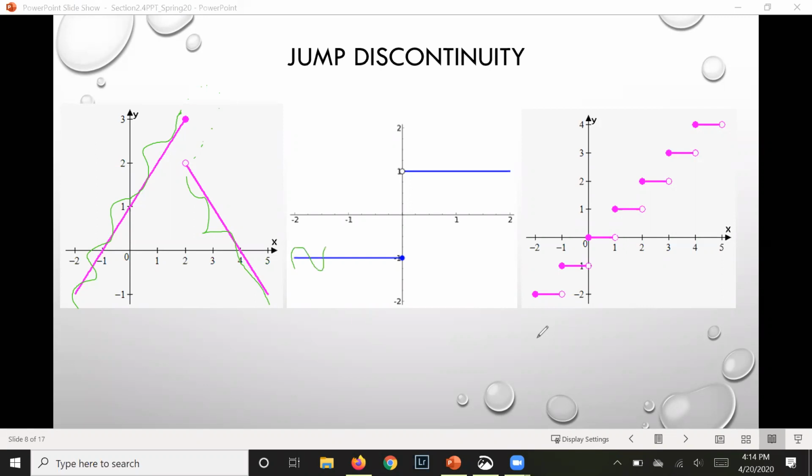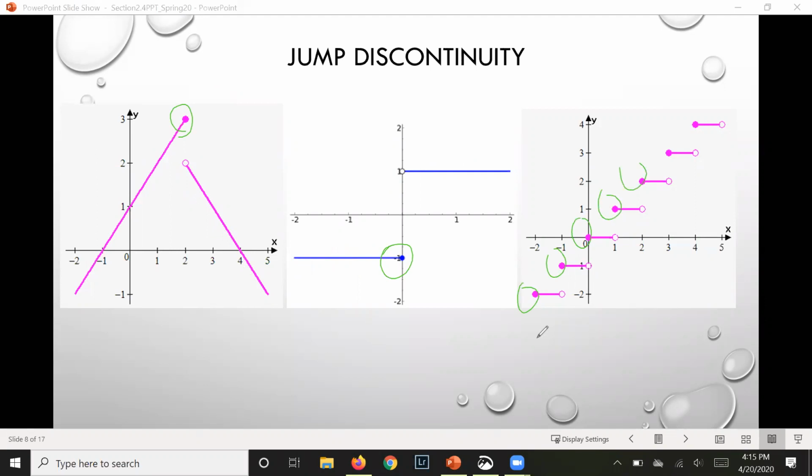Similarly, that happens with the one here in the middle. So we're going along here, we get to here, then we jump up to the next part. And this third one actually has lots of jump discontinuities, because we go along, jump, go along, jump, go along, jump, and so on and so forth. And notice in all cases for these jump discontinuities, the function is defined at the number where the jump discontinuity is happening. Here we see a closed dot, here we see a closed dot, at all of these we see closed dots.